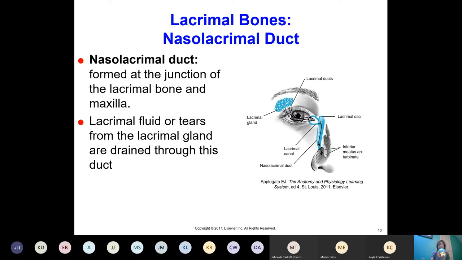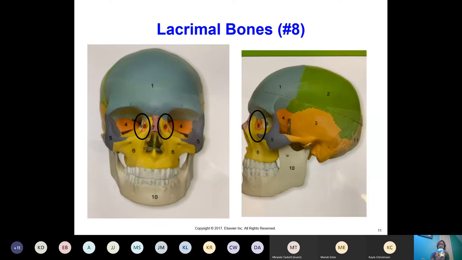And then the next slide, on slide 11, number 8, I circled them with black. Those are your lacrimal bones. That's actually supposed to be a picture of this skull, but the red came out a little bit more orange on those. But the number 8s are those little bones on the inside. Stop me if you have any questions, okay?